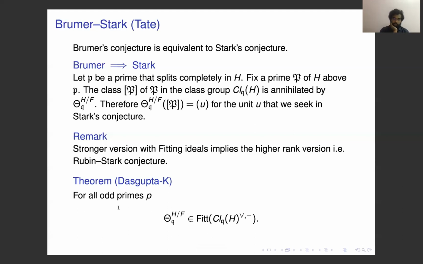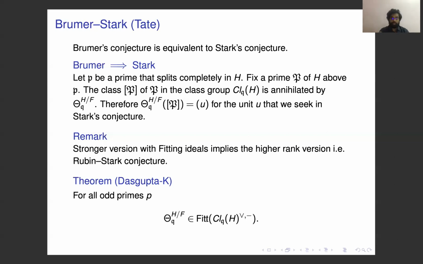I'm not going to talk much about this theorem at all, but here's the theorem. For an odd prime P, the Stickelberger element lives inside the fitting ideal like this. Here I'm considering the fitting ideal over ZpG. So the statement with two inverted that I stated, the strong Brumer's conjecture, can be proven.